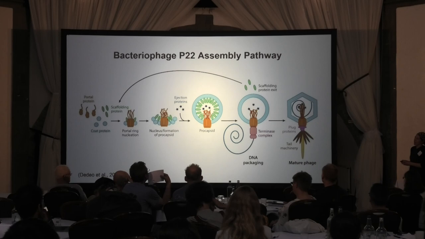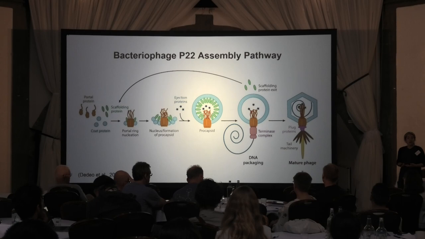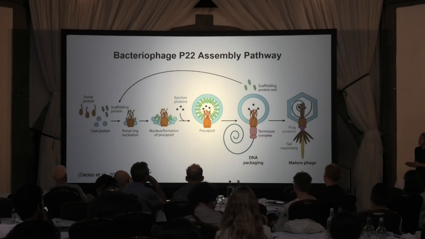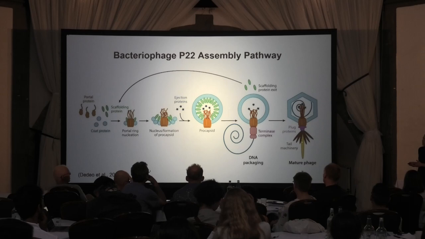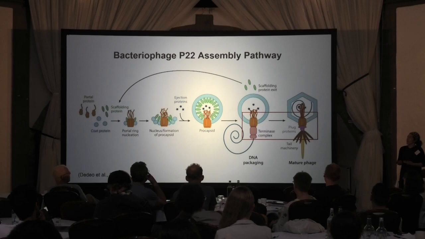Upon packaging of this DNA, the coat proteins undergo a conformational change, causing the capsid to become faceted. Additionally, the portal protein undergoes a conformational switch as well, going from its procapsid or PC conformation to its mature virion or MV conformation, which causes the dissociation of this terminase complex and the association of the plug proteins and tail machinery to portal, resulting in our completed mature stage. So the part of this pathway that I am most interested in and will be focusing on in this talk is the role of portal and how it signals the completion of this DNA packaging process to lead to the final step of maturation.